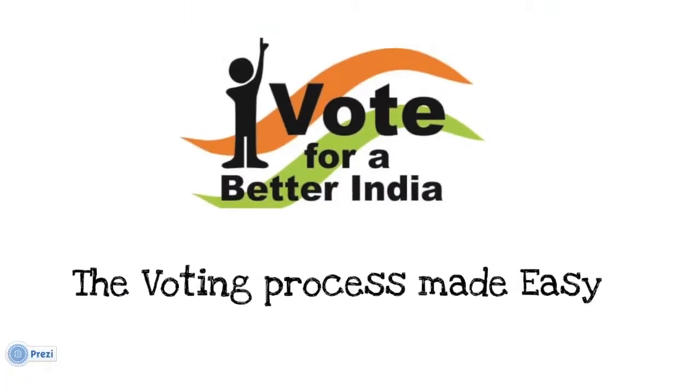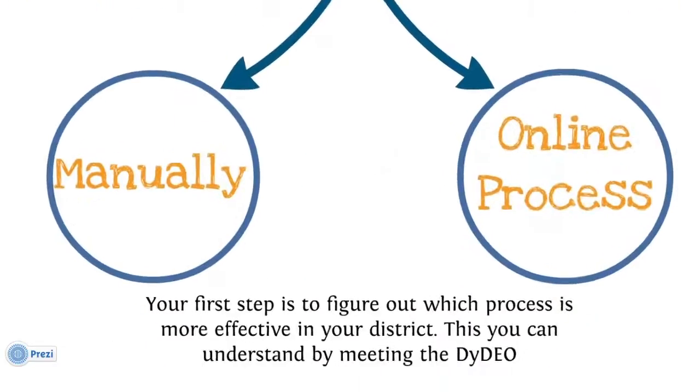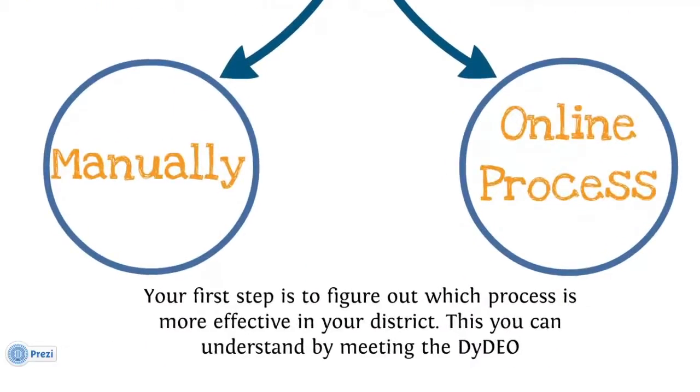Voting process made easy. There are two types how people can be registered for voting, manually and through online process. Your first step is to figure out which process is more effective in your district. You can understand this by meeting the DYDEO.